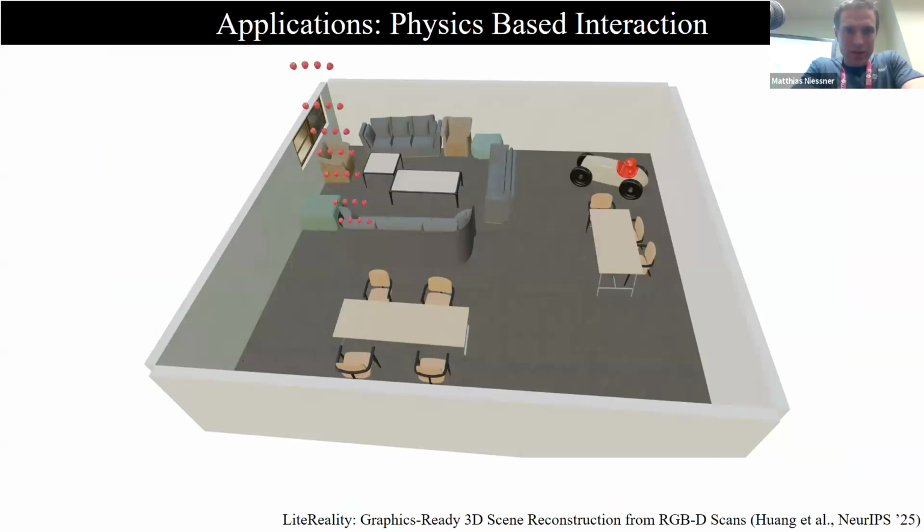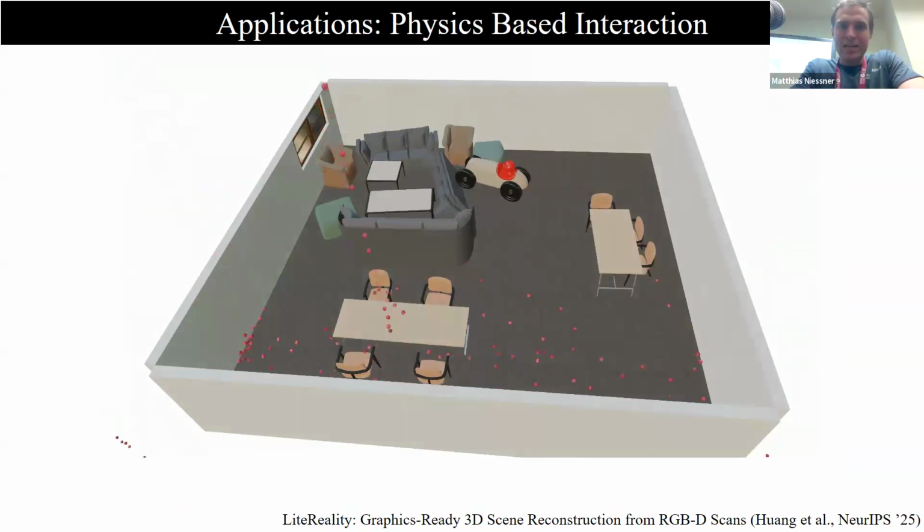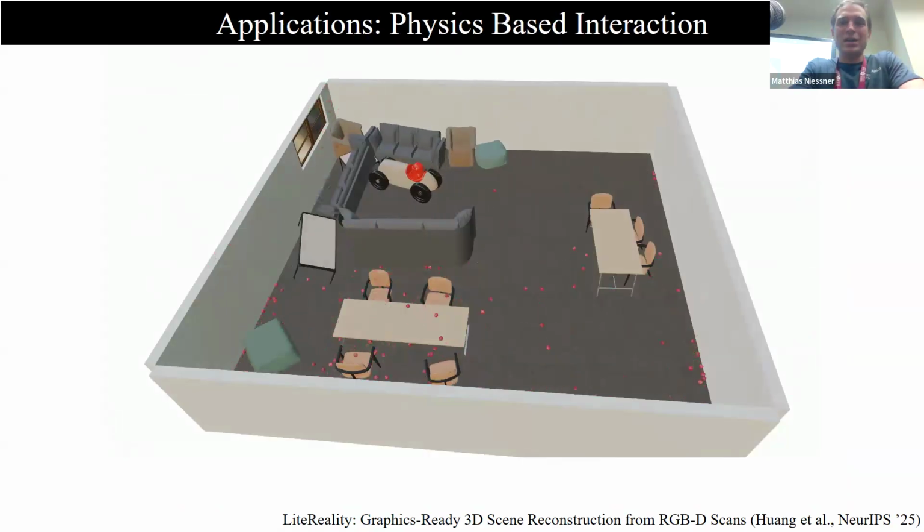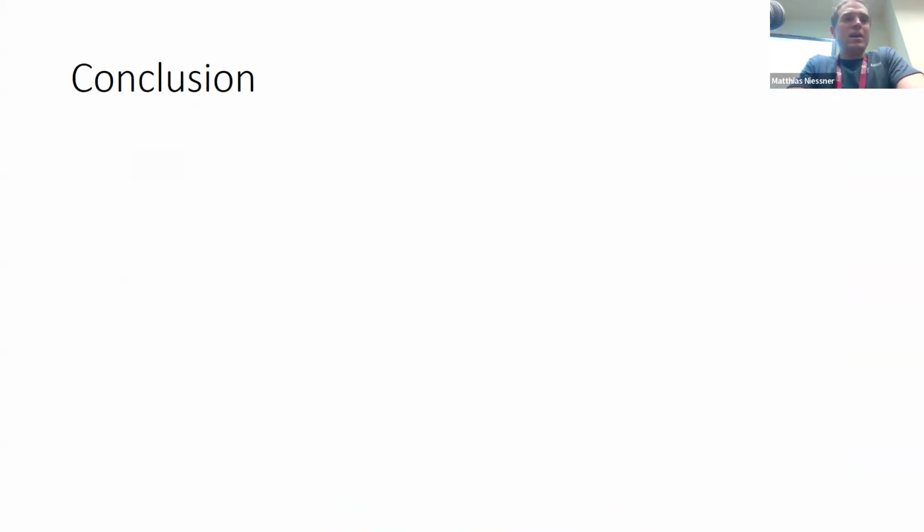Okay, here's a few more of these examples. Basically, this is the reconstruction of a room. You can edit it, you can do stuff in it, and you have this abstraction. Okay, with that, I would like to conclude.